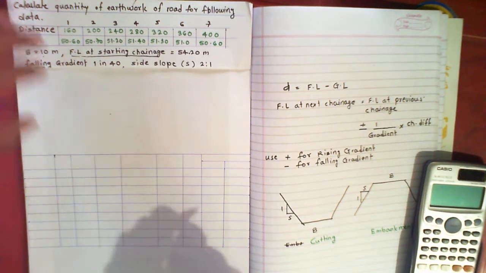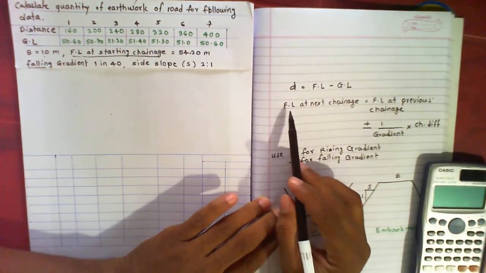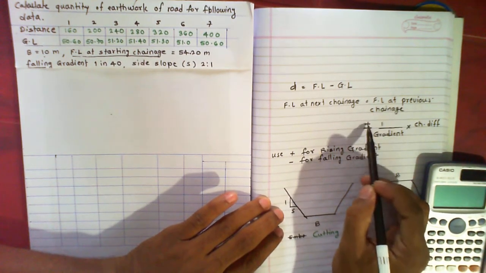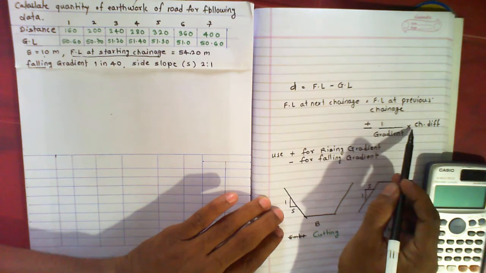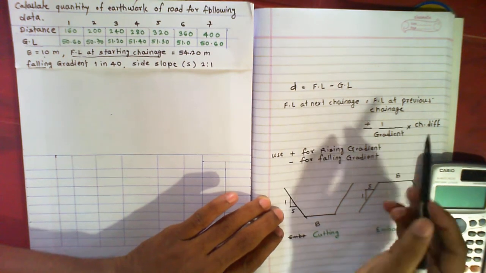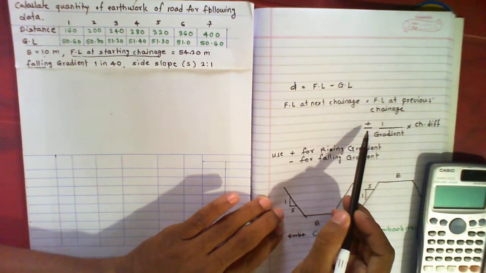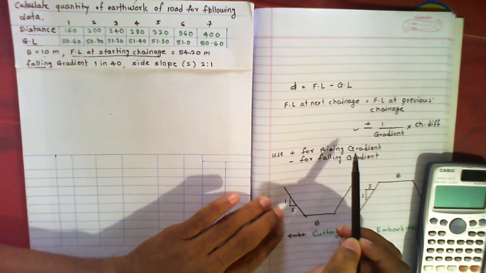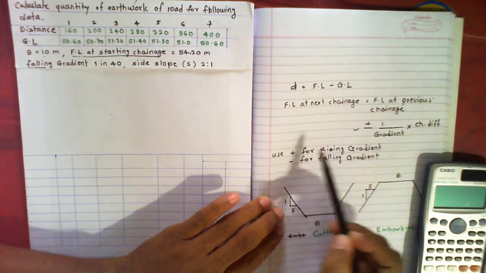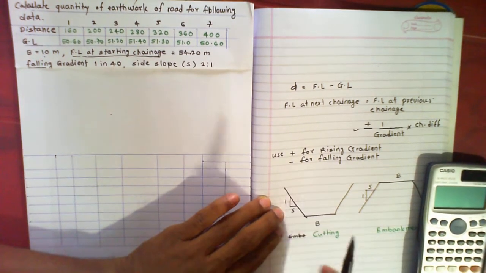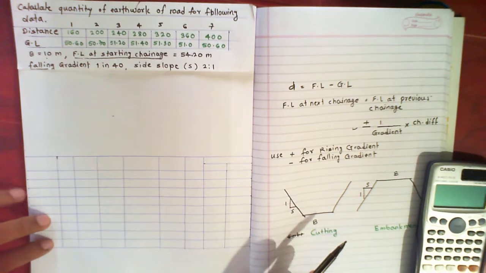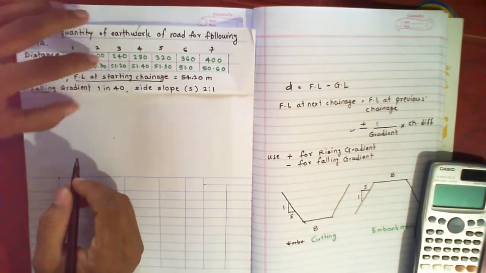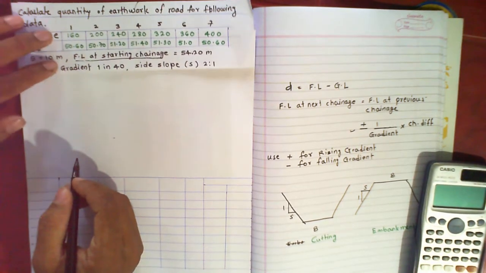So we have the formation level formula: FL at next chainage is equal to FL at previous chainage plus or minus 1 upon gradient into chainage difference. If the gradient is a falling gradient, then we will use minus. If the gradient is a rising gradient, then we will use plus. So I have written it down here. So our first step, we will solve formation levels.